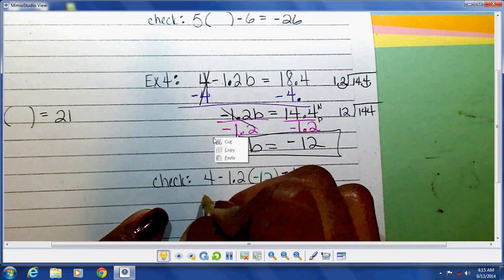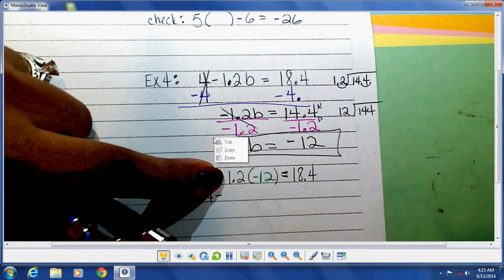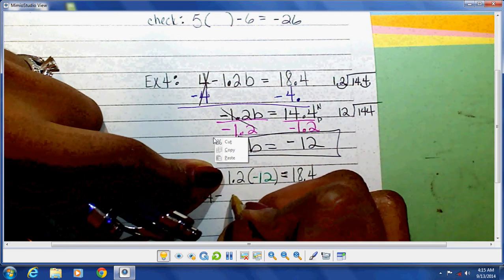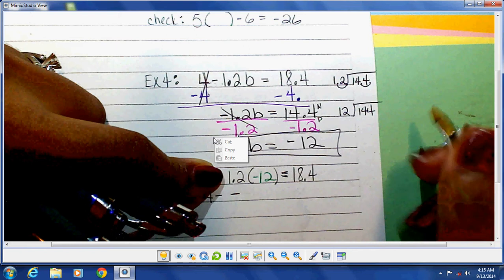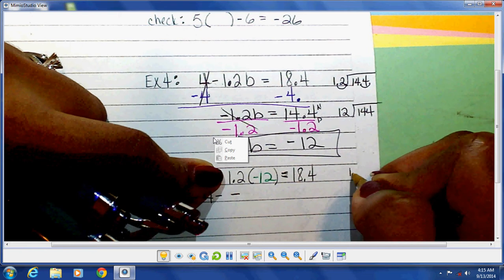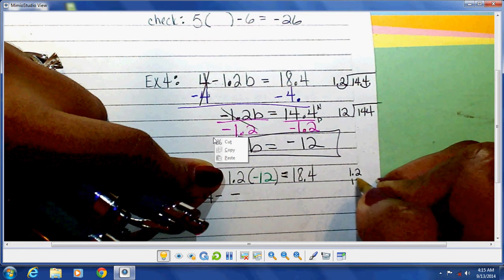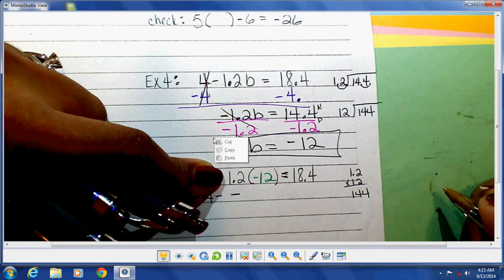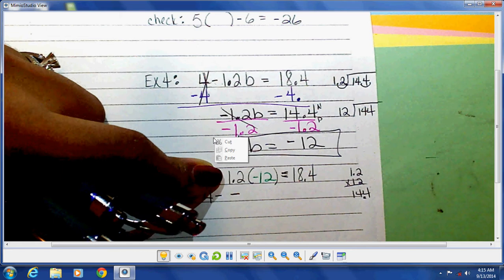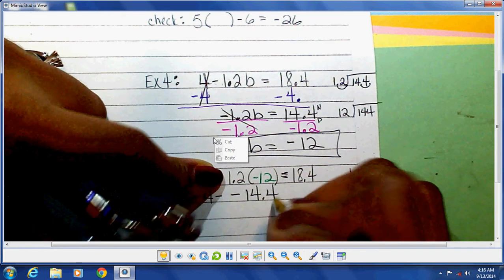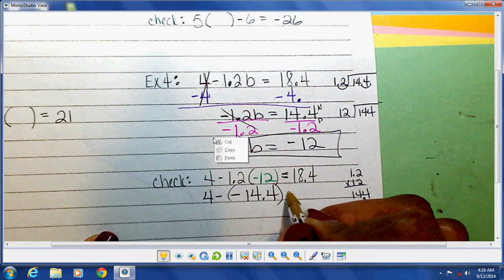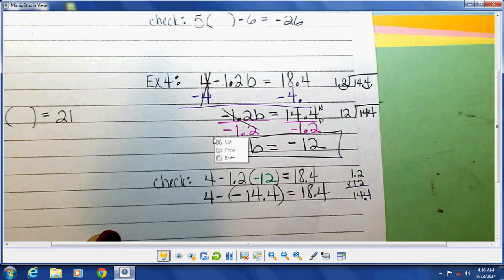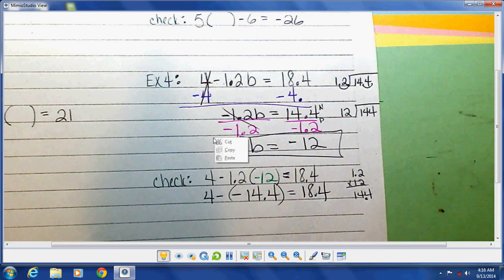So we basically have 4 minus, and when I cover that up, I see 1 and 2/10 times negative 12. So you know that's going to give you a negative answer. Now come over here and multiply 1 and 2/10 times 12. And you basically know that 12 times 12 is 144. And you're going to need one decimal place. I'm going to put that in parentheses. Right now, 18.4.